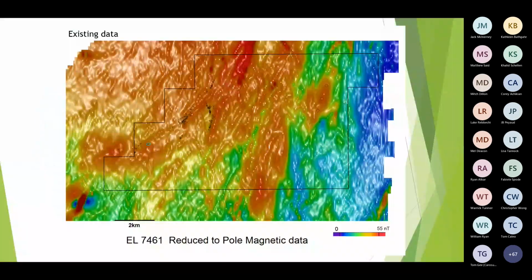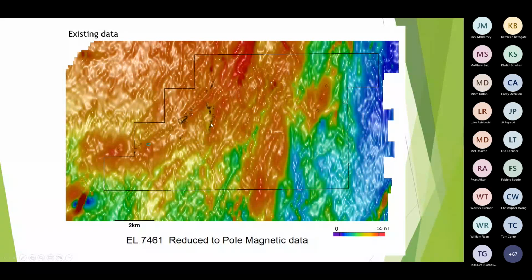First step, open file data. So this is reduced to pole magnetics from the New South Wales government, and those are obviously the existing mineral occurrences along these different magnetic lineaments. They're not actually associated with the magnetics. Note that it's reduced to pole magnetics, not TMI. There's been very little filtering. The actual magnetic variation isn't that strong, only about 55 nanoteslas.